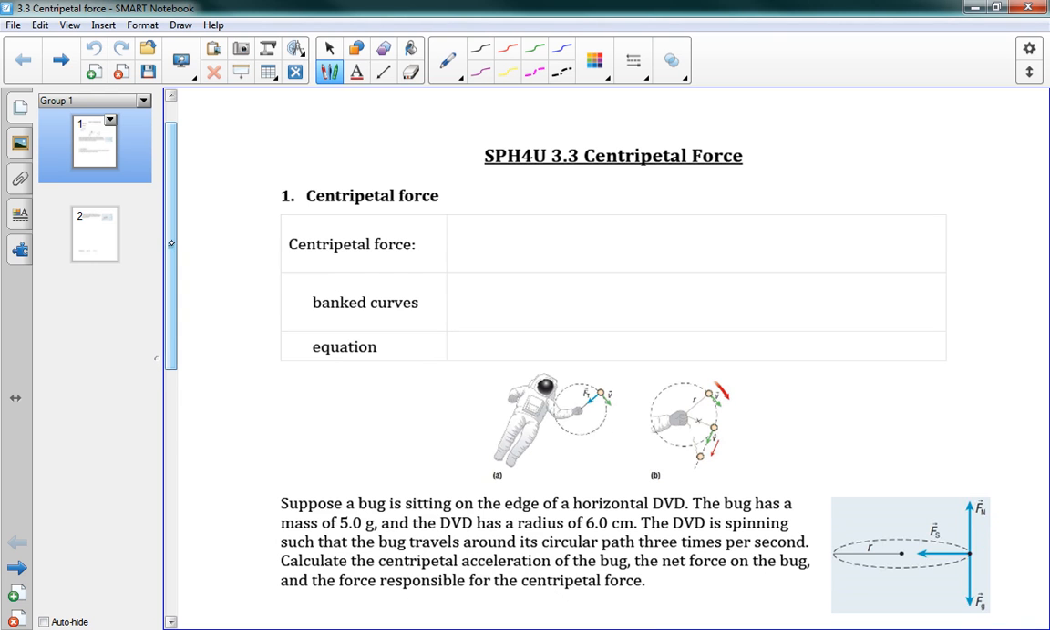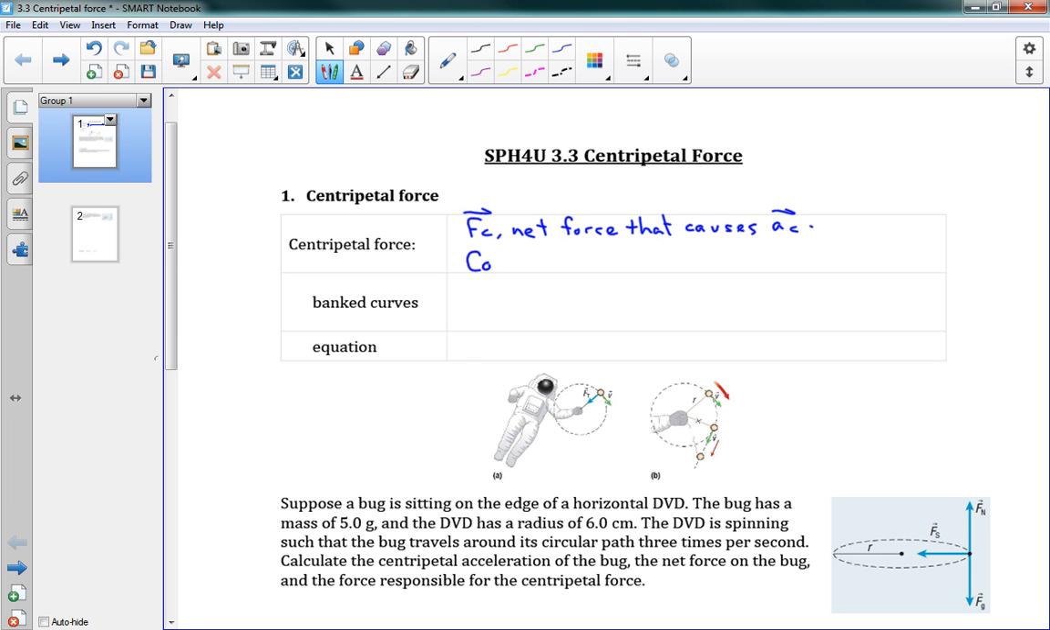So in the last lesson we looked at centripetal acceleration and we said that whenever something is going around in a circle, that means it's accelerating towards the center. Well, for something to accelerate there needs to be a force acting on it, and we call that force the centripetal force, Fc, which is the net force that causes ac, the centripetal acceleration. And this force, it could be anything.